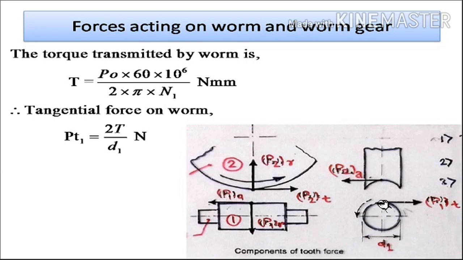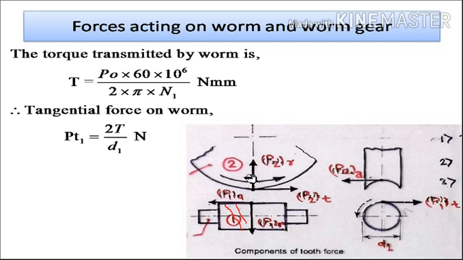So this is the side view of the worm and this is the side view of the worm wheel, and this is the front view of the worm and this is the front view of the worm wheel. As this worm is rotating in the anti-clockwise direction, the tangential force acting on this worm will be in the opposite direction of its rotation. So this is P1T, the tangential force acting on the worm. Now if I consider that this worm has a right hand thread, then using the right hand rule, the thumb direction will indicate the direction of the axial force, and as this worm has axial motion towards the left, the worm wheel will rotate in the opposite sense.